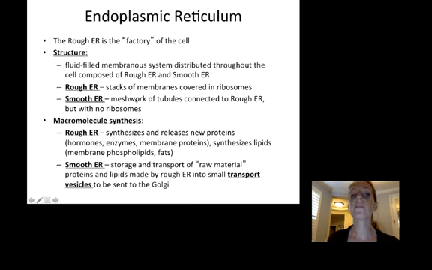There's also smooth ER. Smooth ER is also a factory, but it is also a storage site. So smooth ER is both storage and transport of raw materials. So it can store and transport proteins and lipids made by the rough ER into small transport vesicles being sent to the Golgi. Smooth ER is called smooth because it has no ribosomes, so it does not have that dotted appearance that the rough ER has.